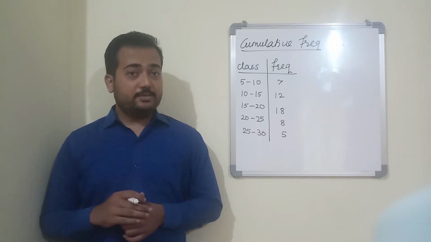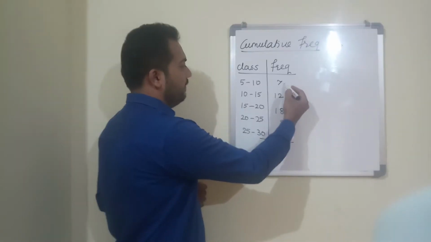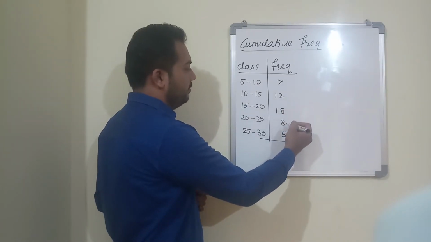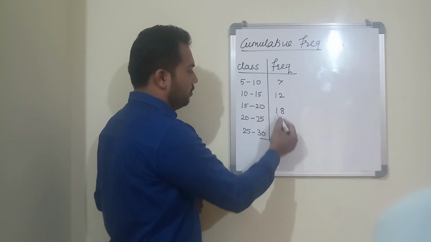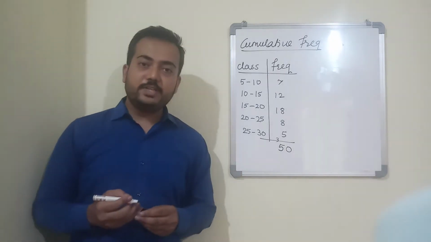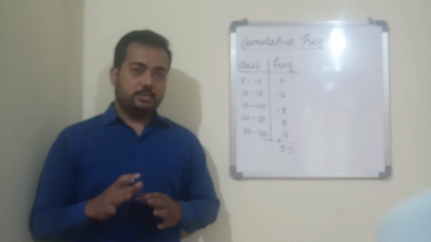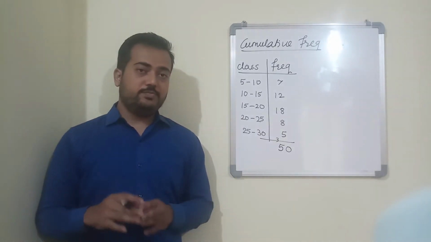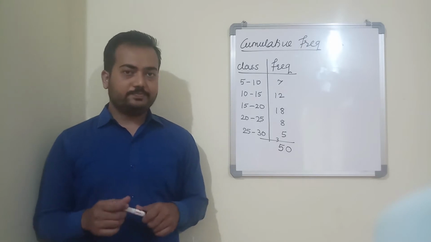Now first let me calculate the total frequency. So for the total frequency, 7 plus 12, 19, plus 18, 37, plus 8, 45, plus 5, 50. So there are a total of 50 values distributed from 5 to 30. And in this way the distribution is given.